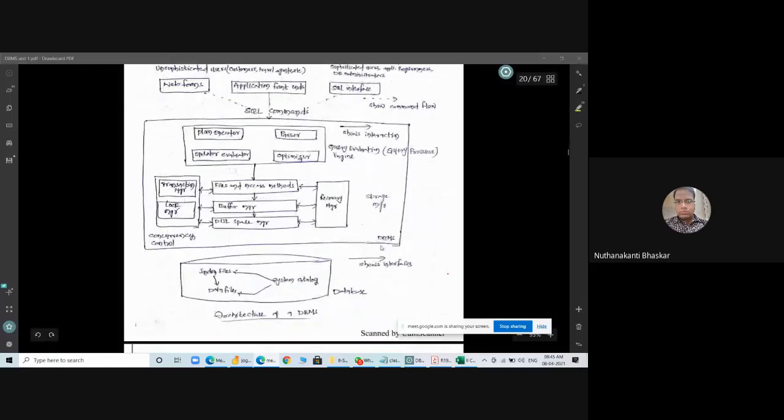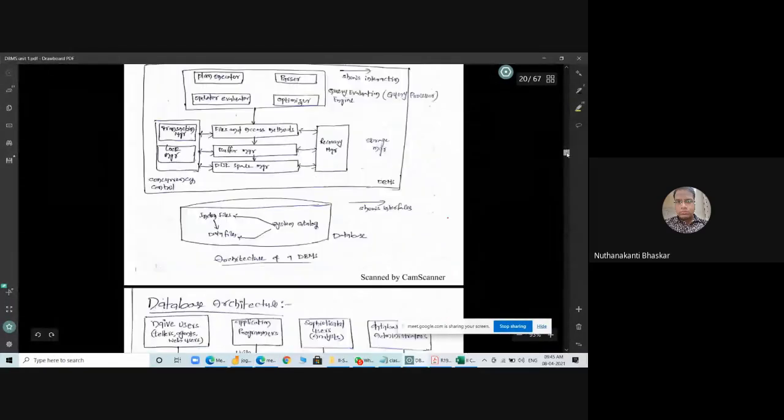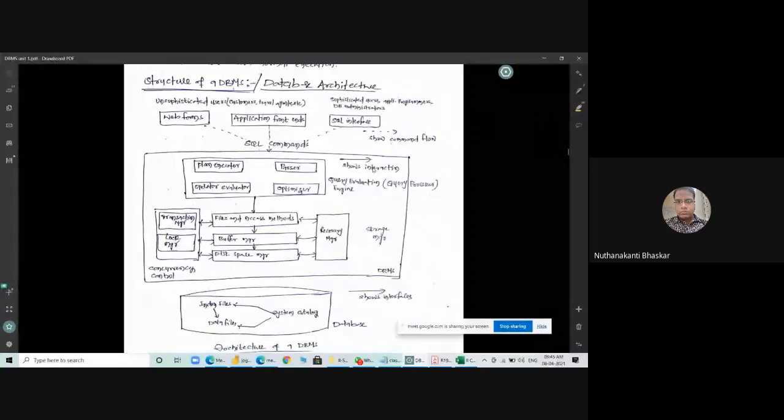Now, we already know the levels of abstraction, correct? Already I mentioned earlier, anything you are going to implement in the database must follow the levels of abstraction. Can anyone tell me what are the levels of abstraction for DBMS? Any one of you, please tell me what are the levels of abstraction?